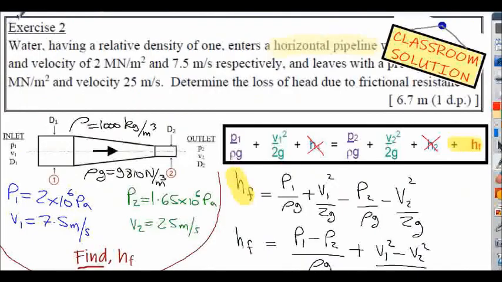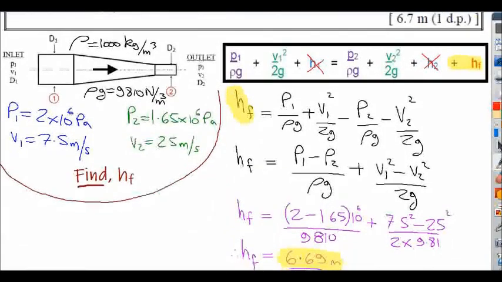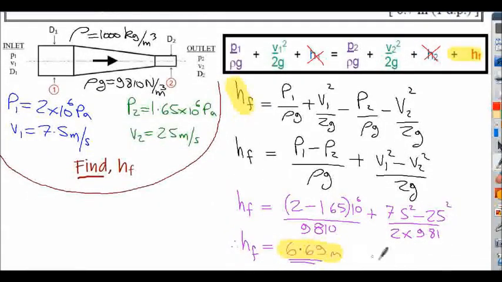And here's exercise 2, alternative approach, based on the classroom solution worked through with the students. Again, we initially considered Bernoulli's equation, eliminated the terms that are not relevant in this question, which were the height terms H1 and H2. Then again, we rearranged the equation algebraically and inserted the values to find the friction head.